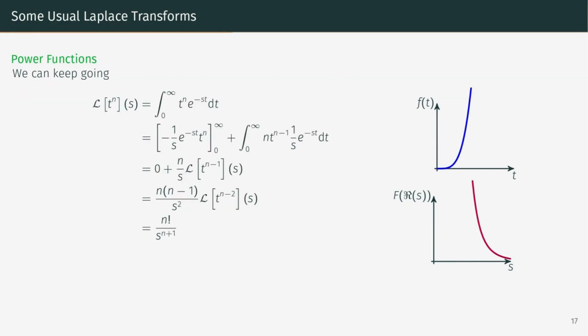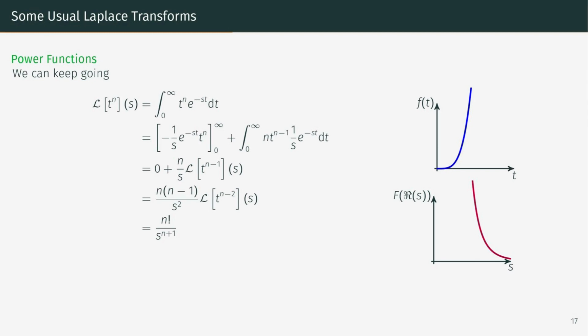We can then keep going and expand this again to t to the n for n in the natural numbers. We can see that the Laplace transform of t to the n equals the integral of t to the n e to the negative st dt from 0 to infinity.